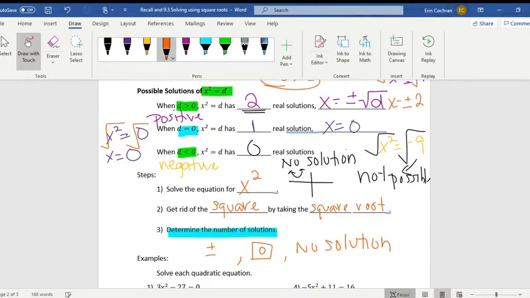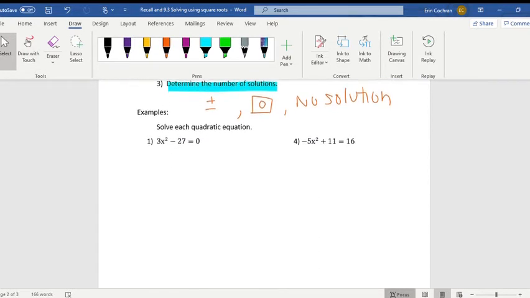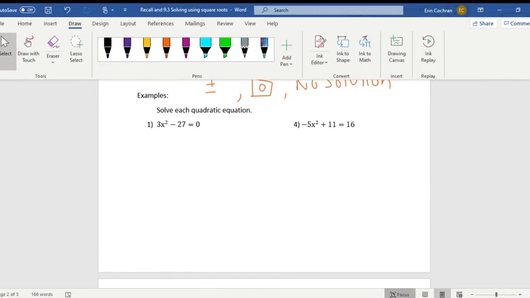Or do I have no solution, meaning it was negative? Okay, so let's go through this. Right, so example 1, solving this 3x squared minus 27. So how would I move 27 to the other side? I would add 27.